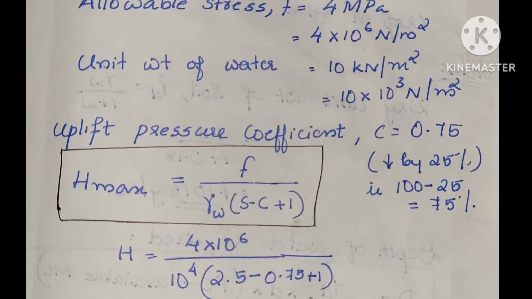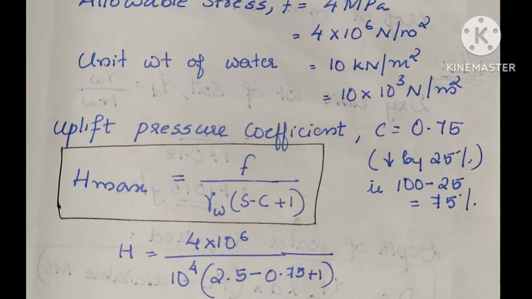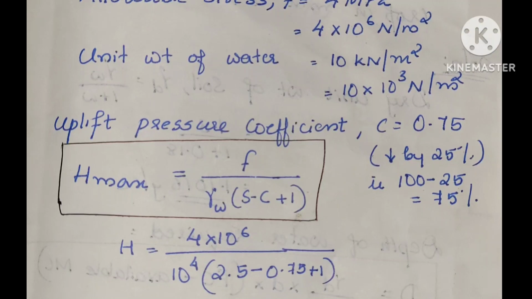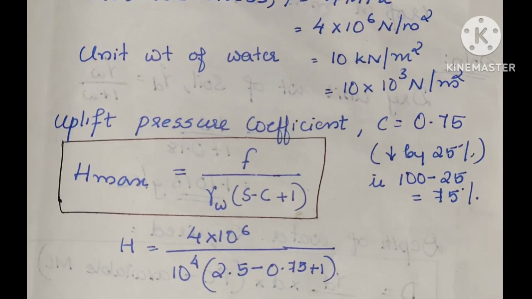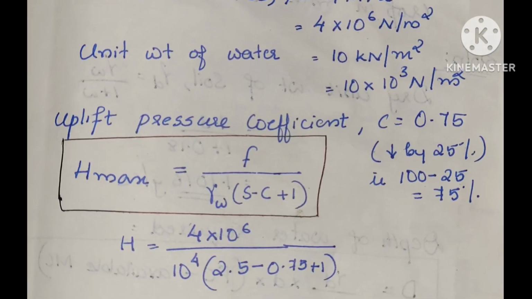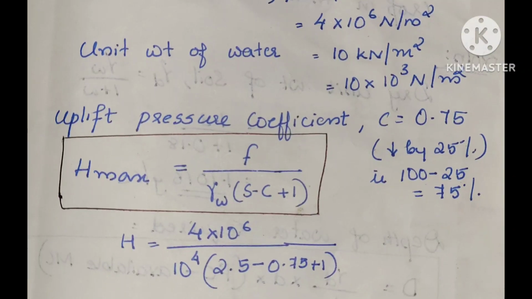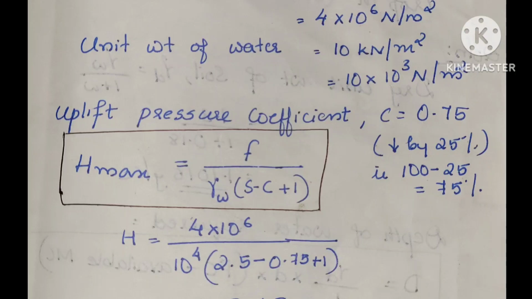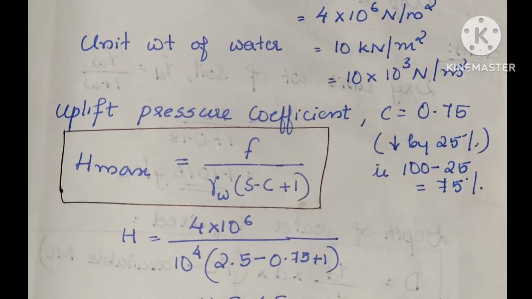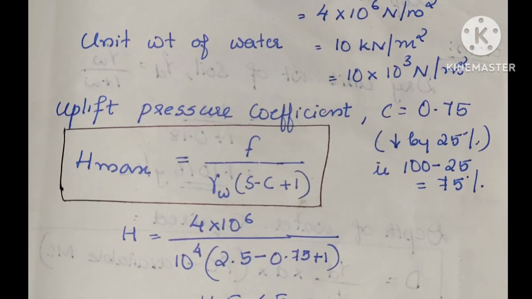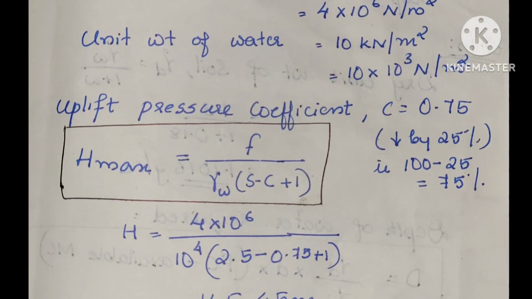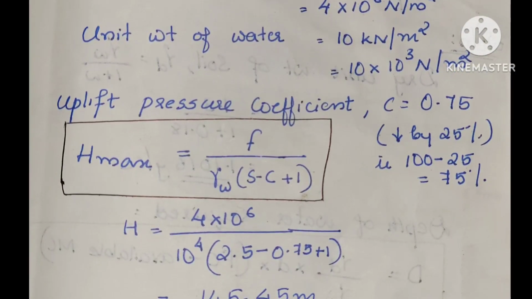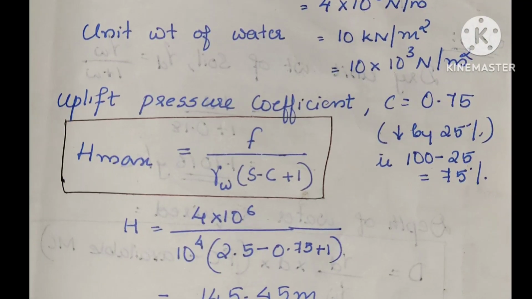Then the dam is made up of an elementary profile with concrete of relative density 2.5. Therefore the relative density of concrete is 2.5 and it is denoted by capital S. One more thing given in the question is uplift pressure. Uplift pressure is reduced by 25%. Therefore the uplift pressure coefficient is 75%, that is 0.75, and the letter showing the uplift pressure coefficient is C.